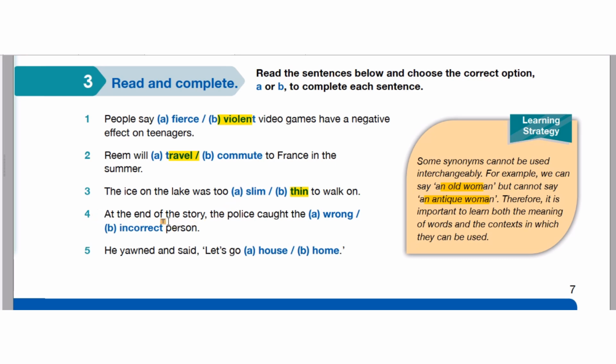Number 4. At the end of the story, the police caught the wrong or incorrect person. Of course, very good. The wrong person. So, wrong, it means incorrect. But we cannot use incorrect here. Why? Because incorrect answers. We say incorrect answers. The wrong person. Very good.